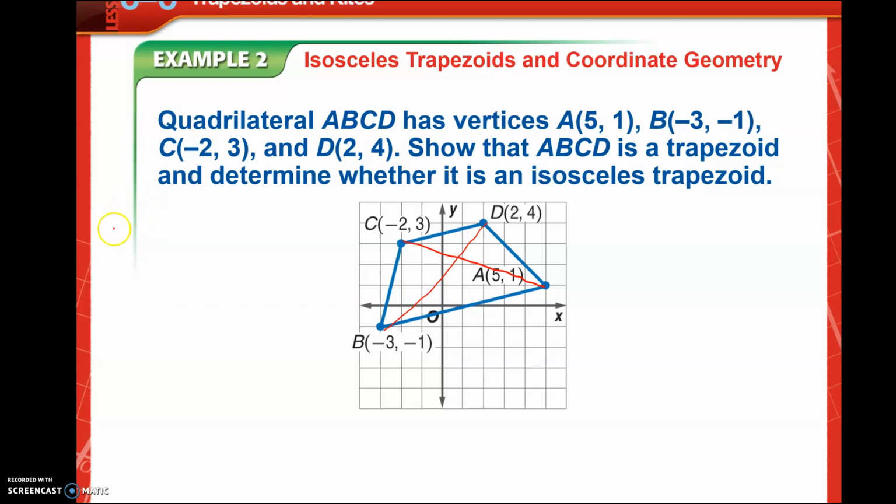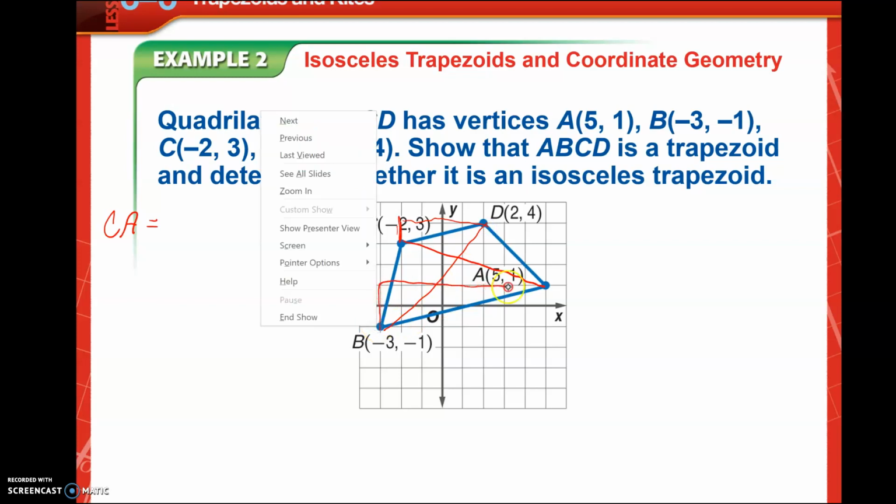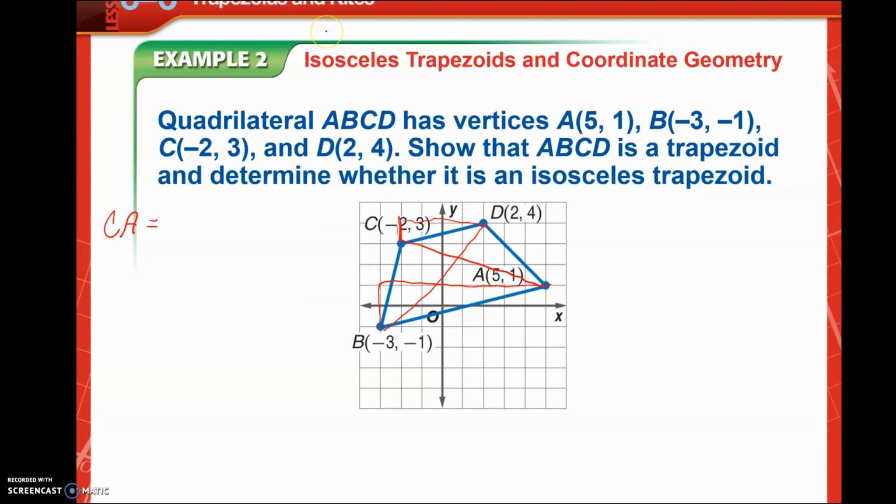So I'm going to find the length of CA. And the reason I know it's a trapezoid is because my slopes here are the same. It goes up 1 over 4, and this one goes up 2 over 8. And so 1 over 4 equals 2 over 8. So I can figure out those slopes, and so it's a trapezoid.